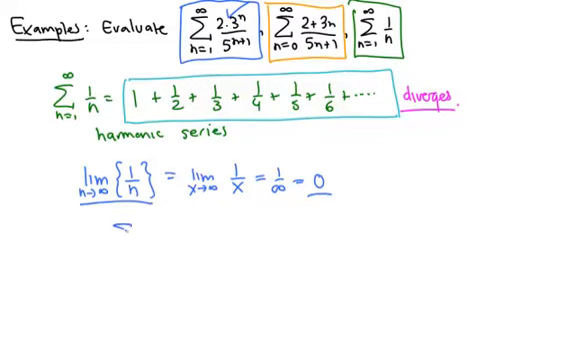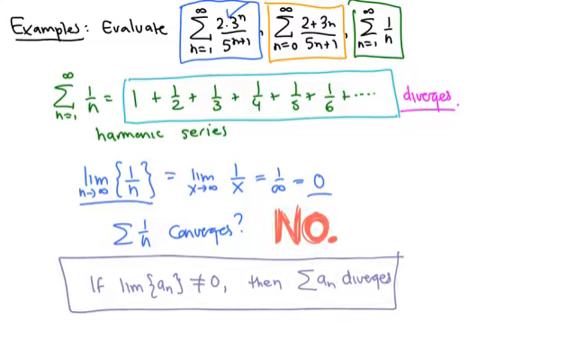Doesn't that say that the summation converges? Isn't that what that test said? The test says if the sequence of terms doesn't converge to 0, then the series diverges. It doesn't go the other way around. Just because the sequence tends to 0, it doesn't mean that the series converges. And this is historically one of the earliest known examples of that.